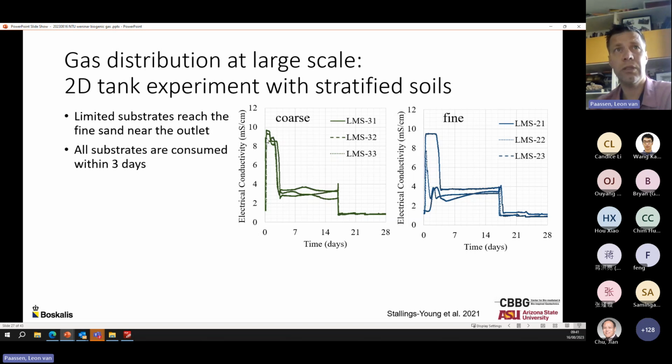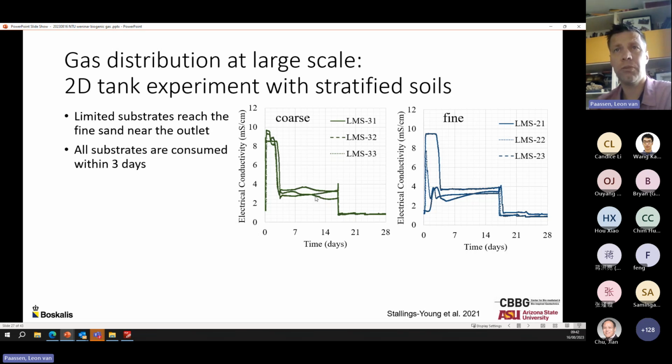We see that during the injection, they all receive substrates, and within 2-3 days, so this is the leftmost sensor, this is the rightmost sensor, and this sensor is in the middle. And within 2-3 days, all of these substrates are being consumed, and as a result, electrical conductivity is reduced. And within 3 to 4 days, all substrates are consumed.